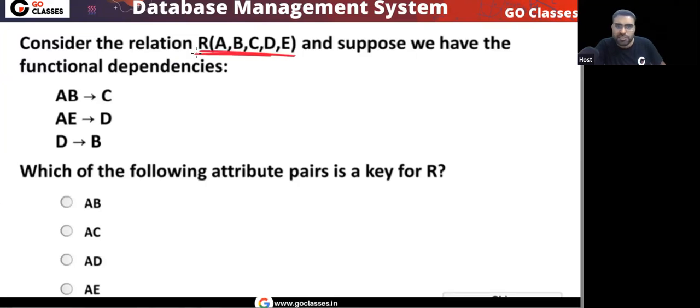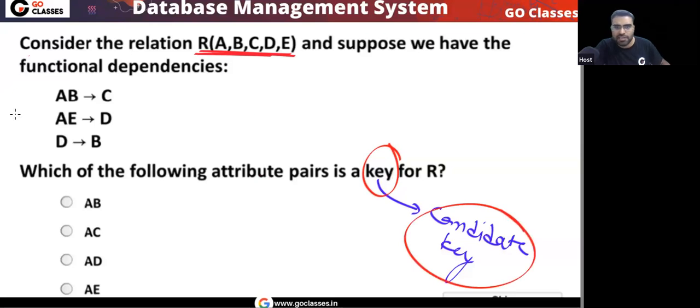Consider the relation ABCDE. Suppose the functional dependencies are given to you. Which of the following attributes is a key? When I say key, that means candidate key. I told you that this is a candidate key. When we say key, that means candidate key.